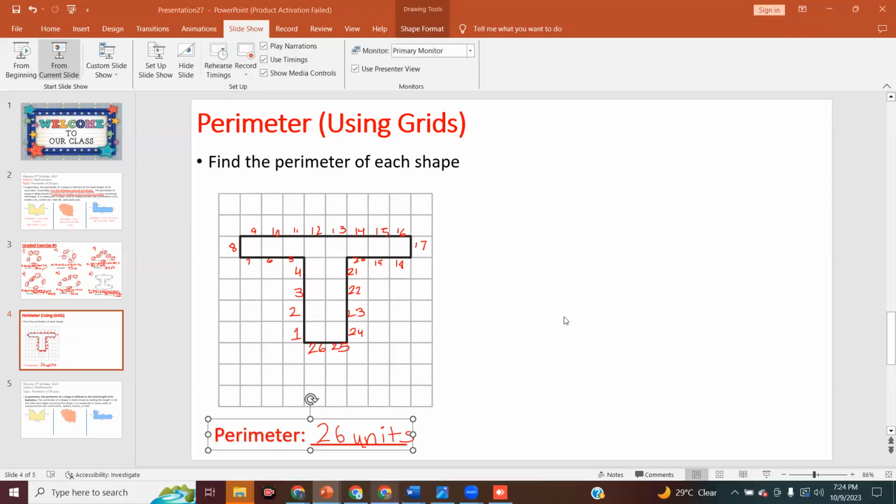So let's do another one. Hopefully you can get this one. For this one, you're just counting the blocks. Remember, it's the distance around, so you have to count the total amount of blocks around it. I'm not going to give you a difficult one. Let's do a pretty nice one. This one should not be hard. So tell me, what is the perimeter of this shape? Everyone should be able to get this one.